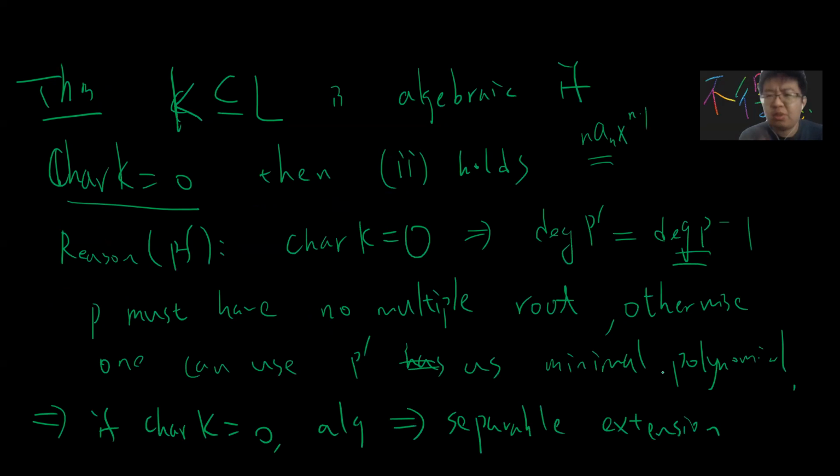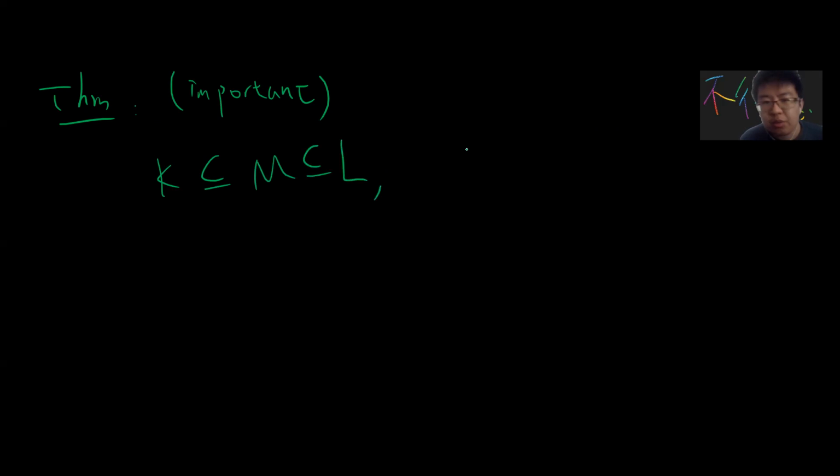So separable is not the important case that we need to worry about. The difficulty in Galois theory is the so-called normal extension. Let's go to the final theorem. This theorem is also an important one. Let's consider that we have this field extension, and L over K is algebraic, and also L over K is separable.